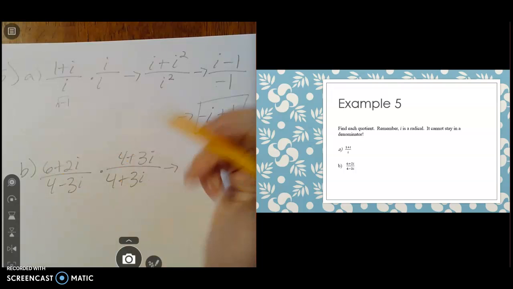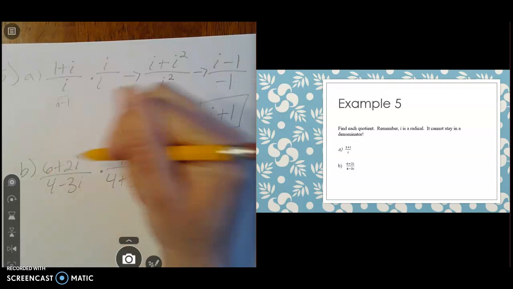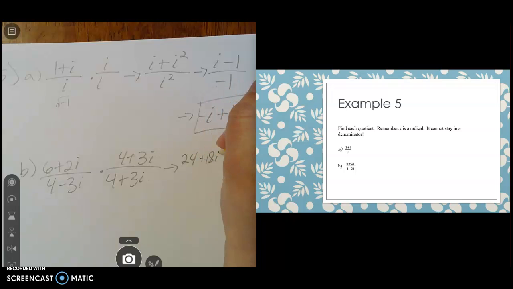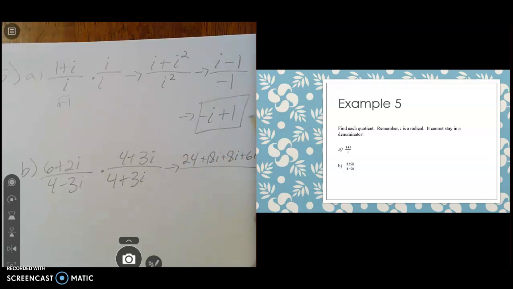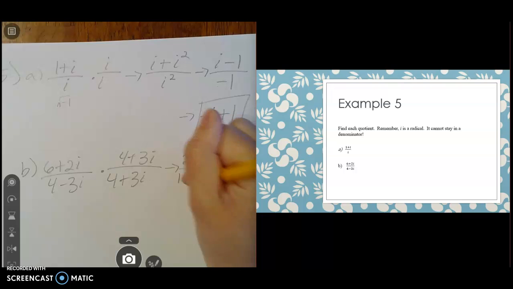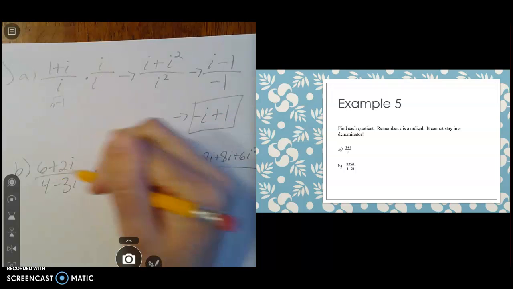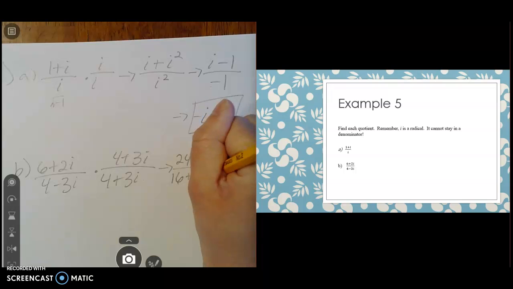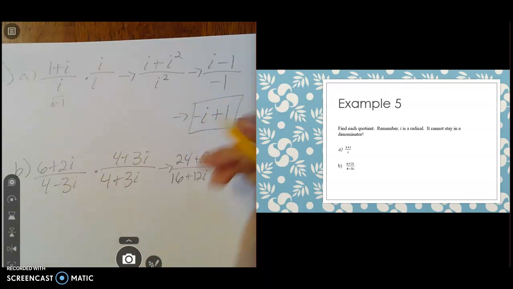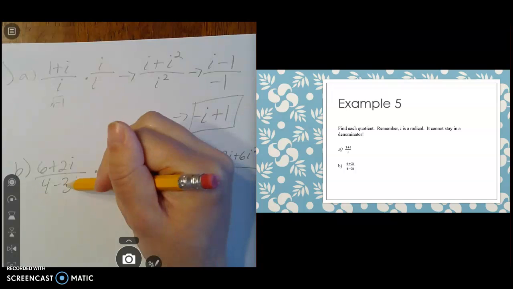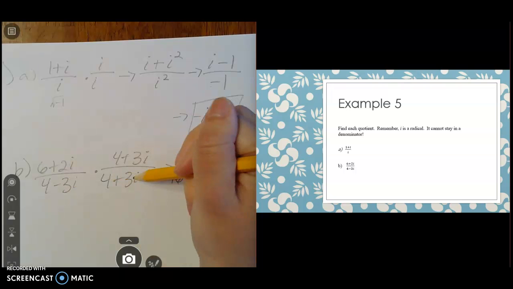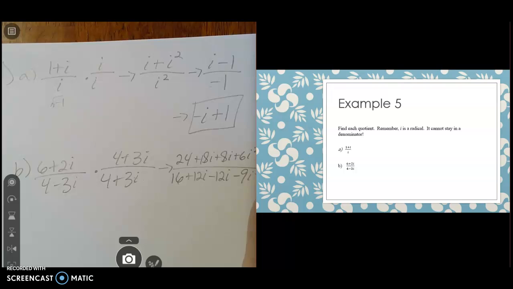Alrighty, from here, we need to distribute. So I'm doing 6 times 4 is 24. 6 times 3i is 18i. 2i times 4 is 8i. 2i times 3i would be 6i squared. In the denominator, I've got 4 times 4, which is 16. I've got 4 times 3i, which is a positive 12i. I have negative 3i times 4, which is a negative 12i, so you can already see how those are going to cancel out in a minute. I also have negative 3i times positive 3i, which is a negative 9i squared.